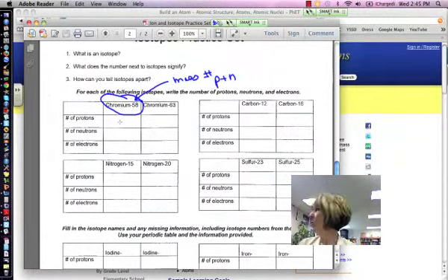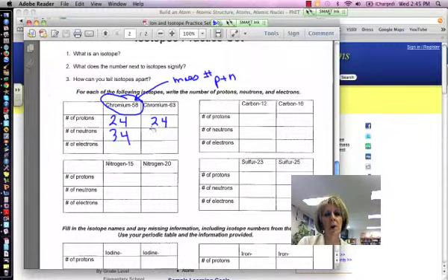Okay, so if I look at chromium on the periodic table, it has 24 protons. All chromium has 24 protons. But this is going to have a different number of neutrons. So here, I'm taking 58 minus 24, that is 34 neutrons, okay? And then this isotope of chromium is going to have 63 minus 24 neutrons, which is going to be 39 neutrons. So chromium 63 is a heavier isotope than chromium 58.